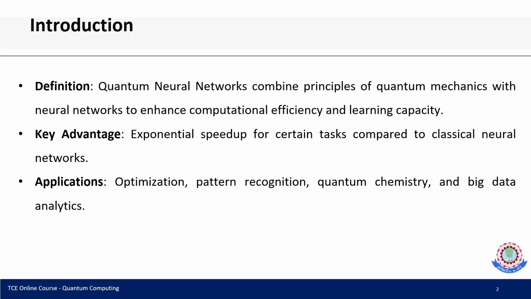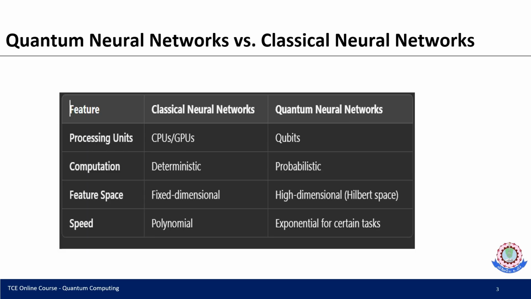So first we are going to think about what is a quantum neural network. As per the definition, quantum neural networks combine principles of quantum mechanics with neural networks to enhance the computational efficiency and learning capacity. We can have the advantages: we can go with the speedup of a number of tasks compared to the classical neural network. Applications, we can have many things: optimization, pattern recognition, quantum chemistry, and big data analytics.